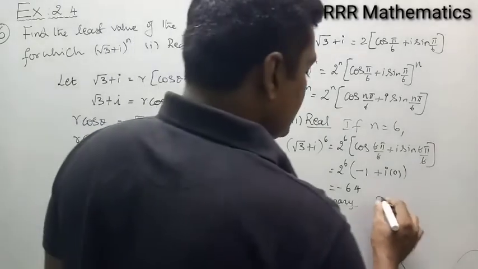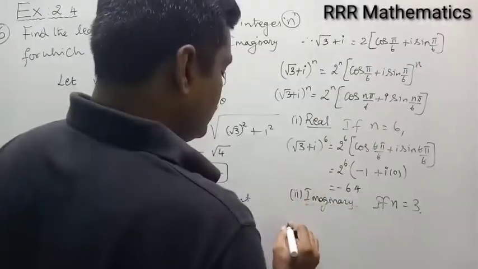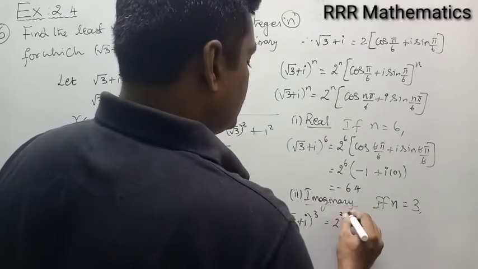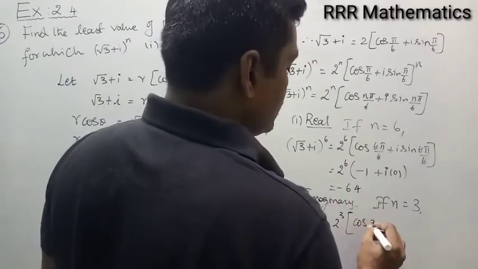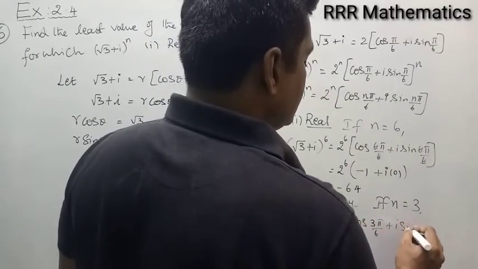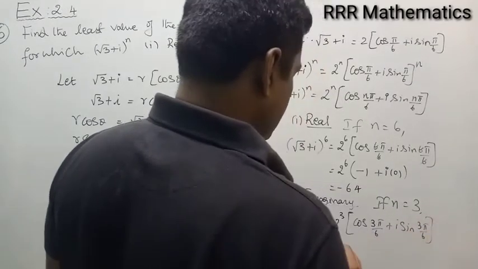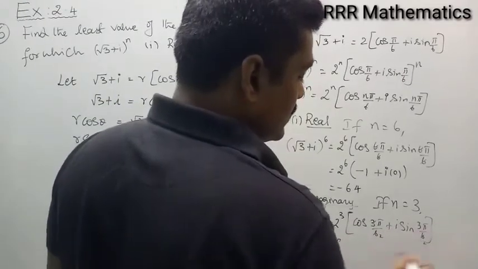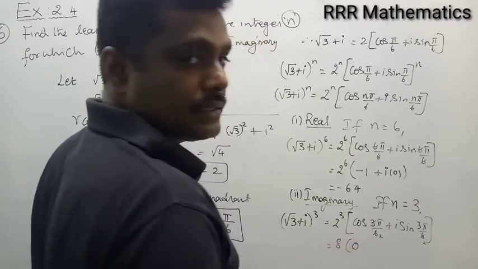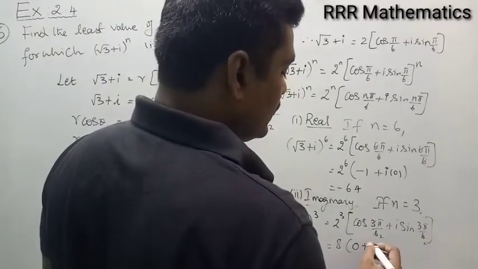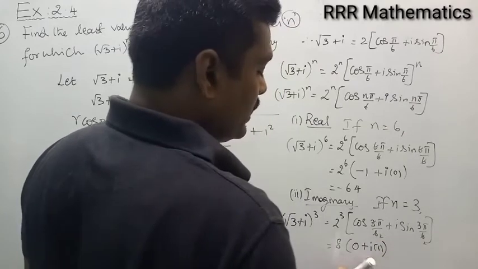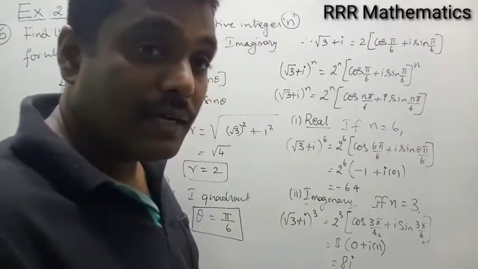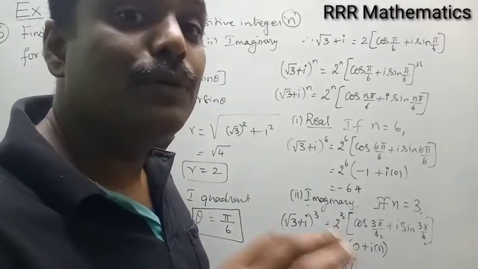So for imaginary, if n equal to 3, what happens? (root 3 + i) to the power 3 is 2 to the power 3 (cos 3pi/6 + i sin 3pi/6). What is 2 to the power 3? 8. What is cos 90? Cos 90 is 0. What is sin 90? 1. So 1 into i. It will be 8i. So in this case, there is no real part. It contains only the imaginary part, which is called purely imaginary.